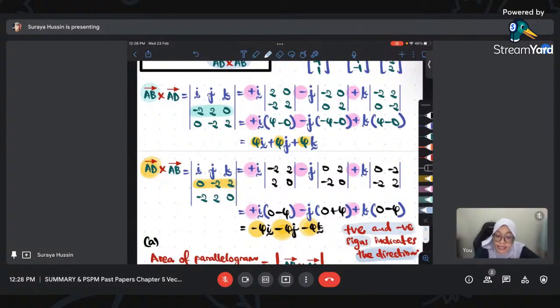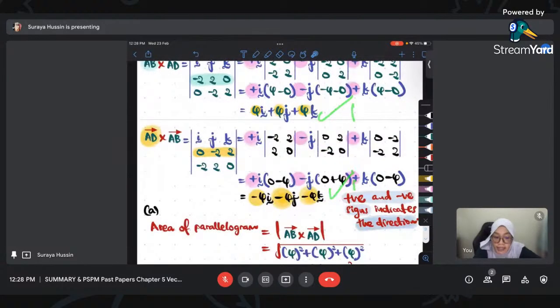Jadi jawapan mana yang diterima dalam exam? Dalam buku tutorial dia bagi yang positif sahaja. Tapi actually both of these are acceptable. Both of these are correct. You will get full mark, walaupun kamu punya jawapan tidak sama dengan jawapan kawan-kawan yang lain. Alright? So sometimes you must find the confidence in yourself. Dalam maths ni kena faham. Bila faham baru confident apa kita buat.